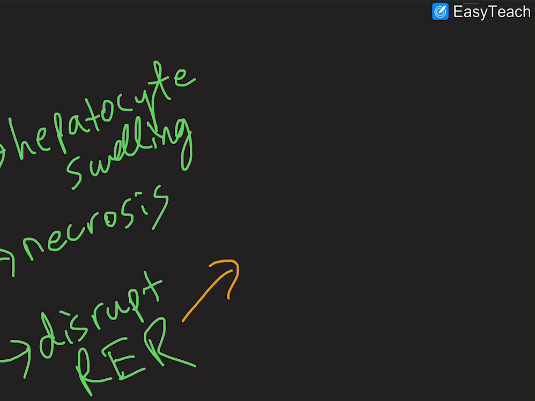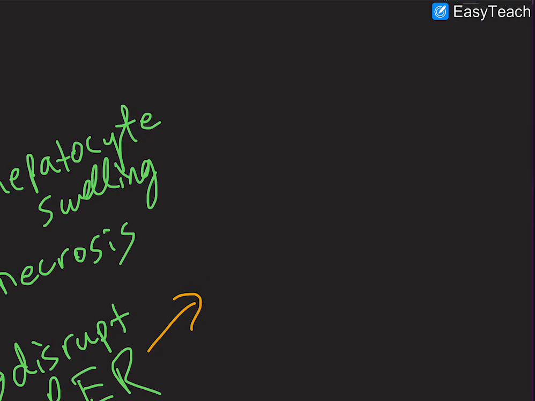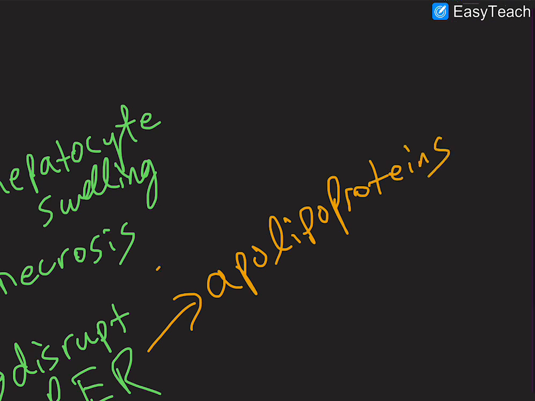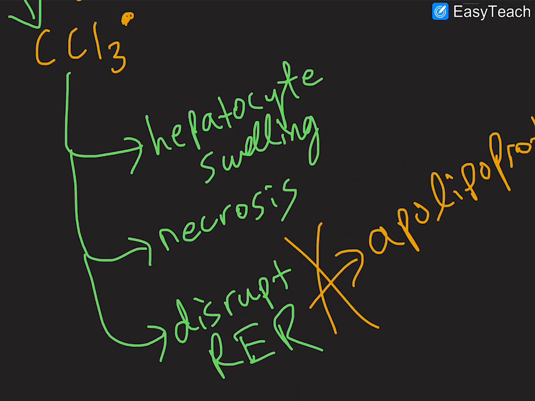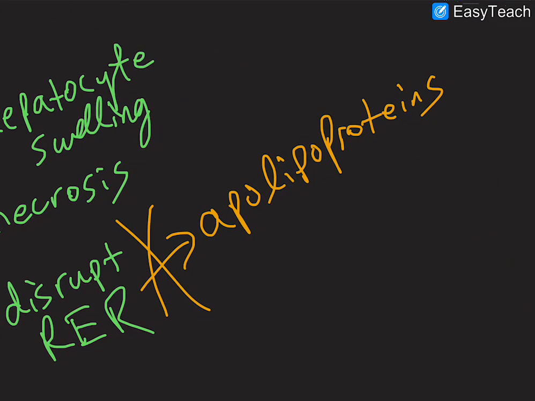If you disrupt the rough endoplasmic reticulum, then you won't be able to synthesize apolipoproteins. Because remember, in lipid metabolism, your hepatocytes synthesize apolipoproteins, which are responsible for basically packaging fat and sending it out of the liver, right? So apolipoproteins will not be able to be synthesized if your rough endoplasmic reticulum is disrupted due to the trichloromethyl radical. Okay.